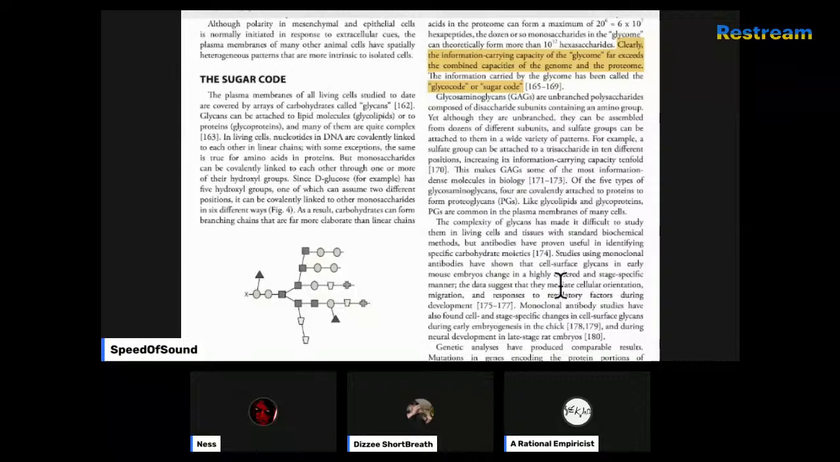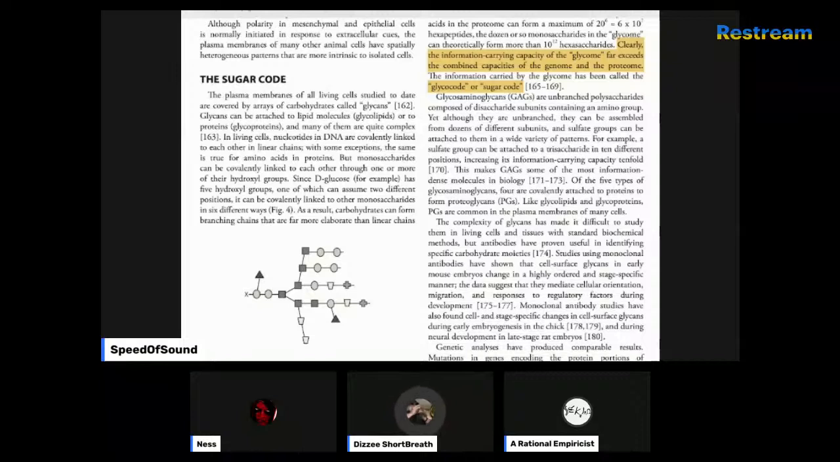Yep. So here he says, clearly the information carrying capacity of the glycome far exceeds the combined capacities of the genome and proteome. They call it the glycode or sugar code. Well, yes and no. Basically the complexity of sugars would be greater than the genome, obviously, because we only have four nucleotides, right? And in the sugar code, there are dozens and dozens of different sugars and glycosamines. A glycosamine is a sugar kind of crossed with an amino acid, if you could think of it that way.